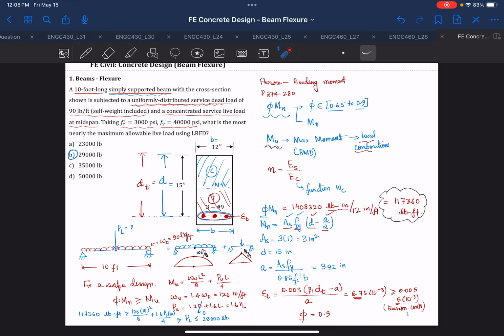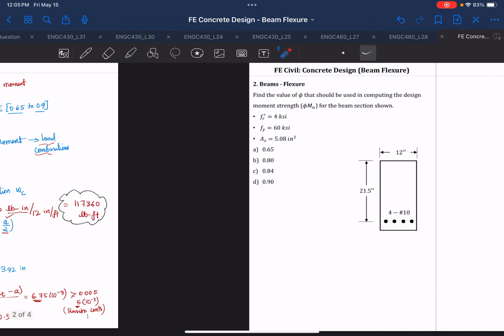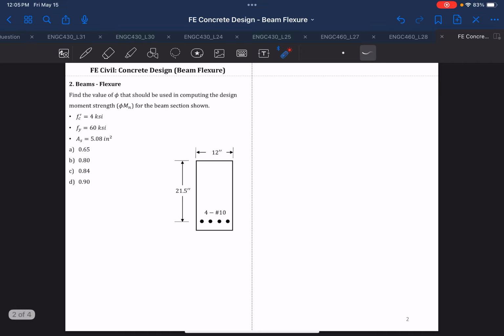And also you'll see that in your FE manual you also have a formulation based on compression force, and both of them should give you the same result or same answer. Okay, so that is beam flexure, how to calculate the beam flexure for concrete. And then this will be another example.